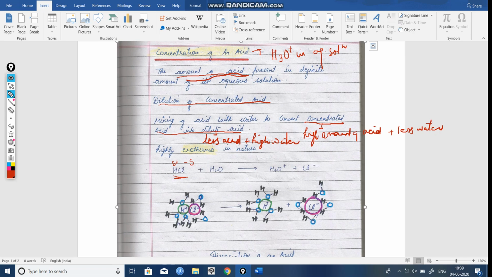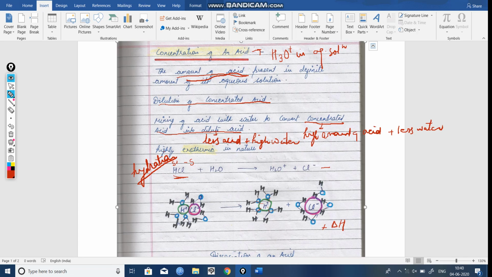This H ion is attracted towards the oxygen of the water molecule, and the chloride ion is attracted towards water through the hydrogen, and there is a force of attraction. Due to this force of attraction, this process is exothermic in nature. As the force of attraction increases, energy is released. This process is called hydration. Interaction of ions with water molecules is called hydration. Hence hydration of acid is exothermic in nature.